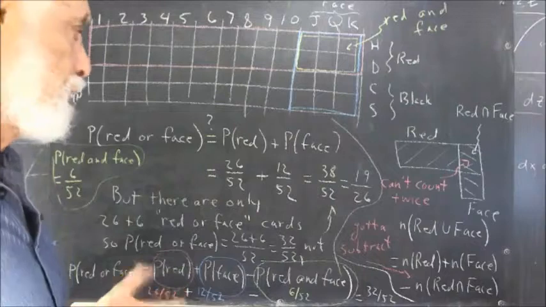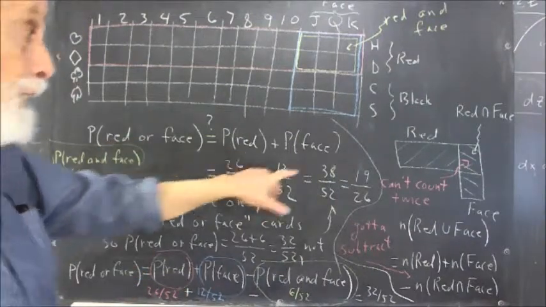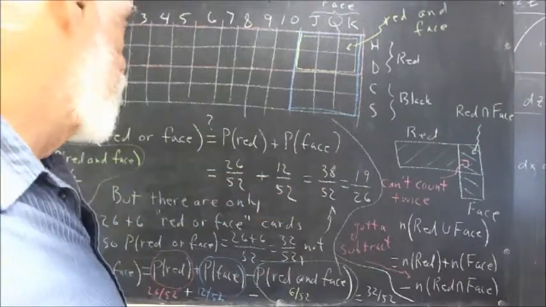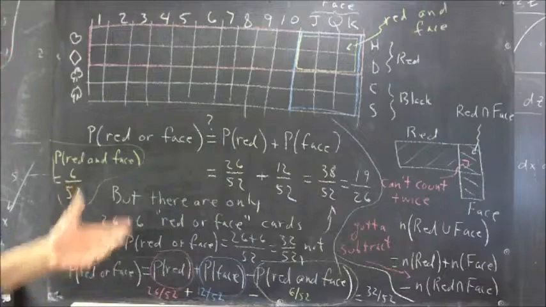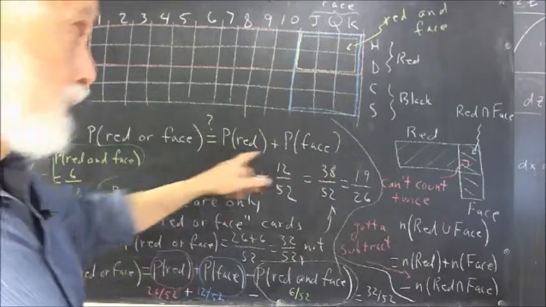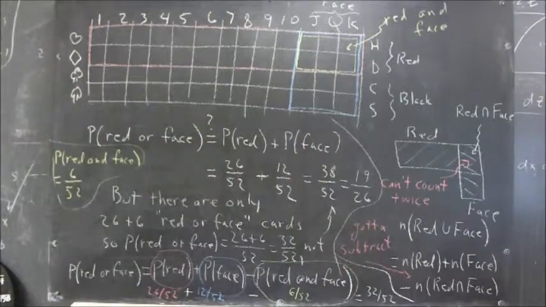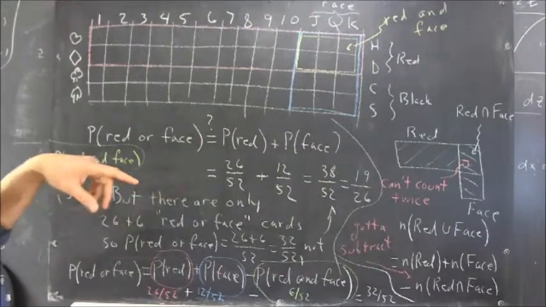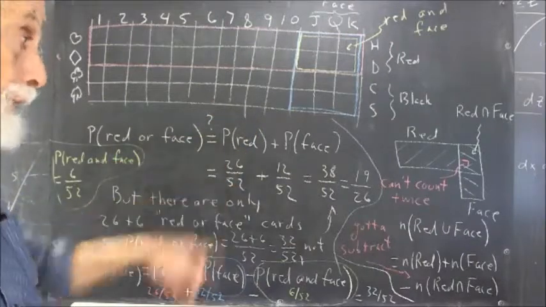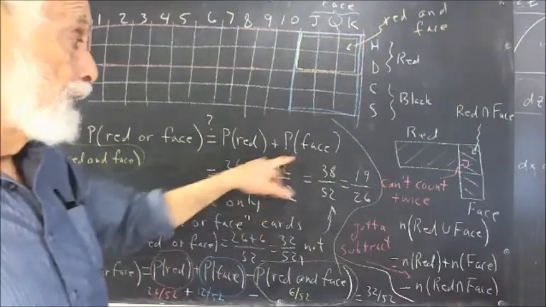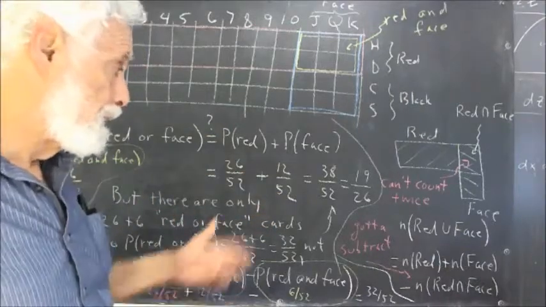The first thing that might occur to somebody is, well, just add the probability of getting a red card to the probability of getting a face card. Since either a red card or a face card will fulfill the conditions, let's just add them. Let's put a question mark next to the equal sign and see if that works. It's very easy to see that there are 26 red cards and also that there are 12 face cards, if you know the deck.